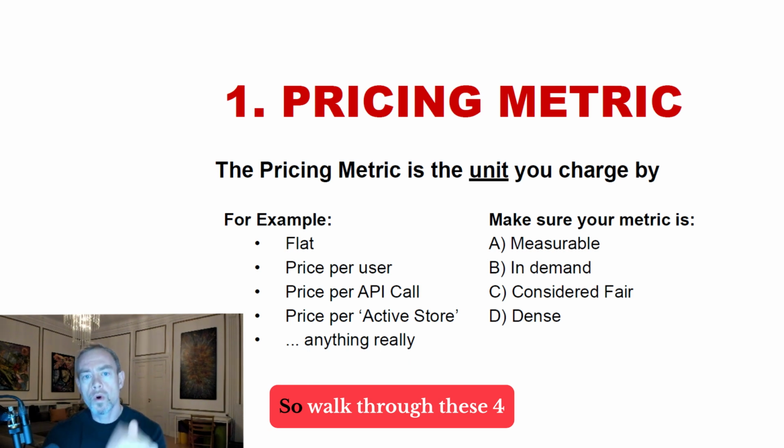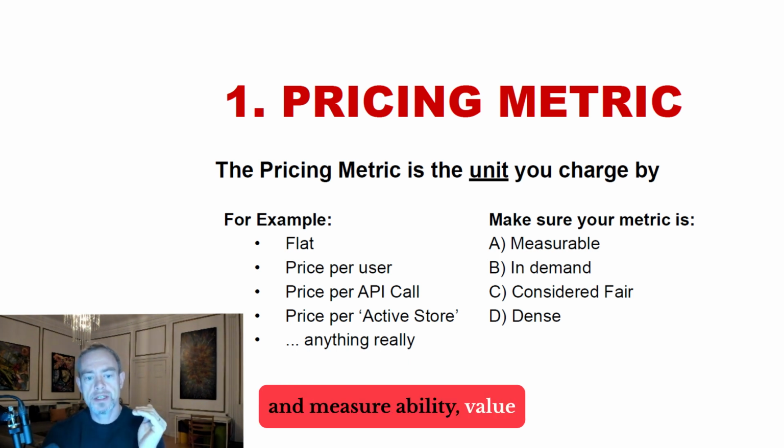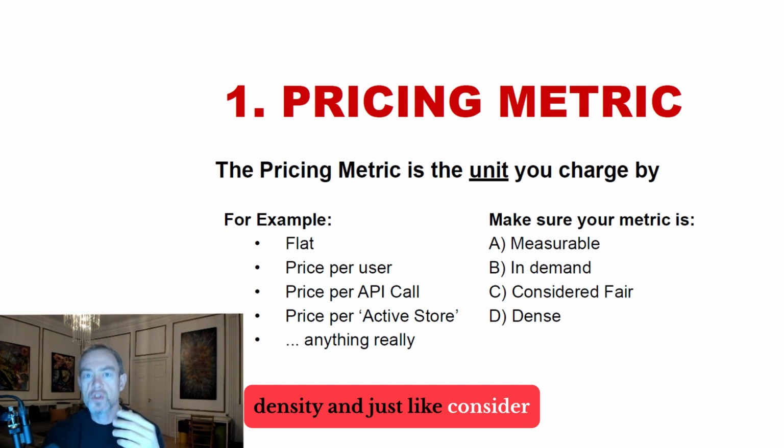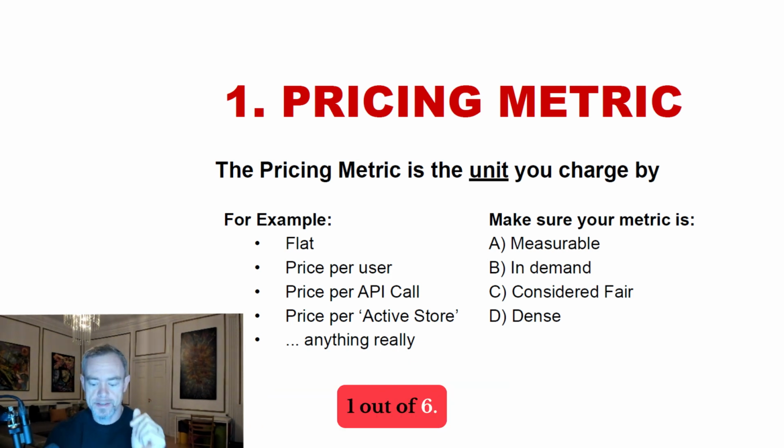So walk through these four: measurability, value or demand, fairness, and density. And just consider them when choosing your metric. Okay, that's step 1 out of 6.